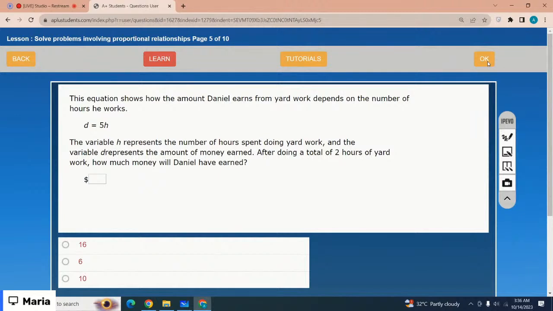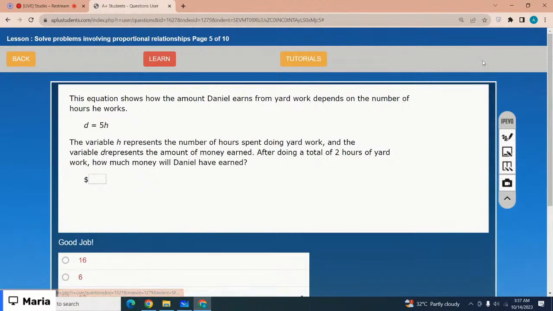Very good. The correct option is replace H equals 2. So that would be 5 times 2. The correct option is 5 times 2 is 10. Right? The correct option is 10. That means after doing 2 hours of yard work, Daniel can earn $10. Right?